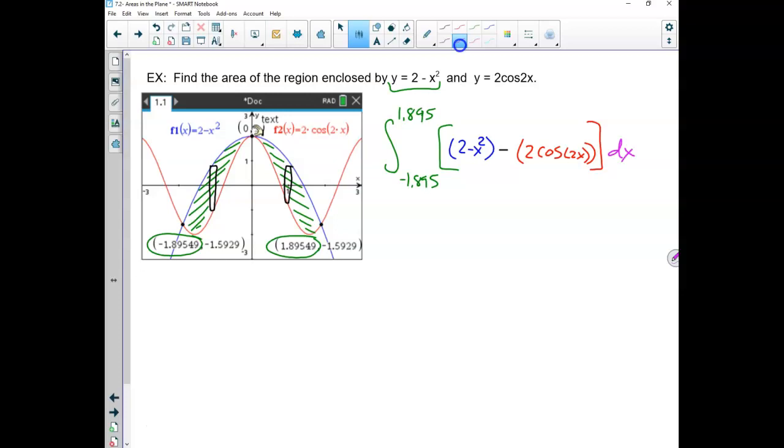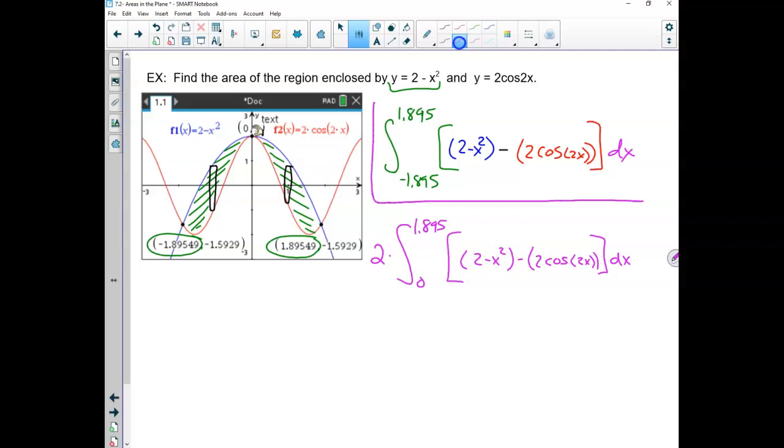Or if I want to use symmetry, notice if I find the area of one of these, the ears are symmetrical. So it would also lead to 2 times the integral from 0 to 1.895 of my (2 minus x squared minus 2 cosine 2x) dx. And yes, I am kind of a parenthesis nut, but that's just the way I was. And then from here, these are the integrals.